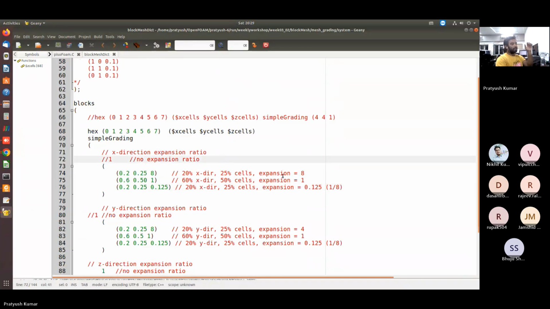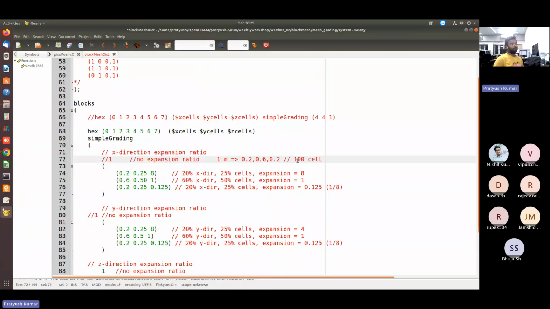Suppose we have 1 meter length. The first interpretation is 0.2, 0.6, and 0.2, so it is going to be 0.2 length, then 0.6, and then 0.2. This 1 meter has been divided into 3 parts: 0.2 meter, 0.6 meter, and 0.2 meter. Now, as I told you, I want 100 cells.